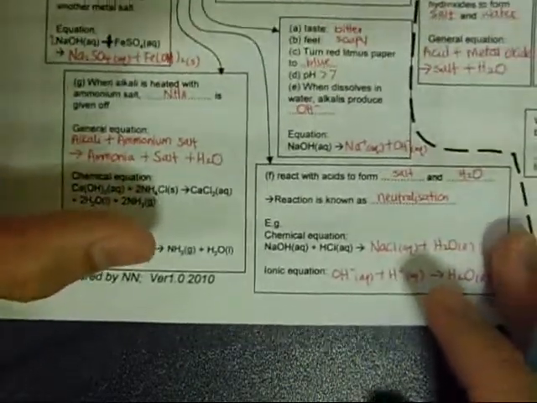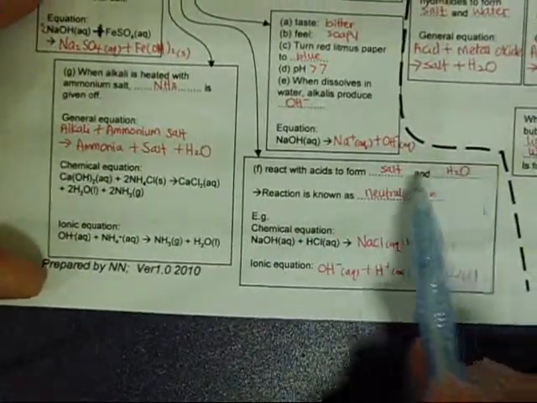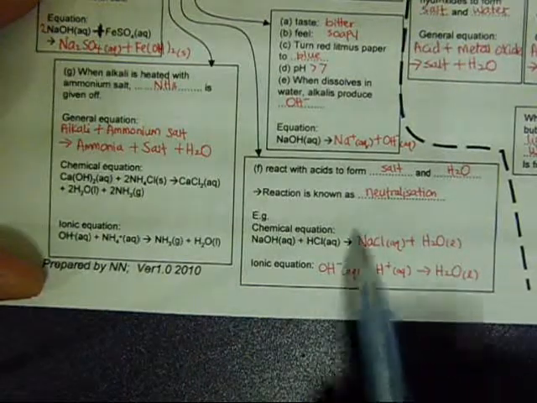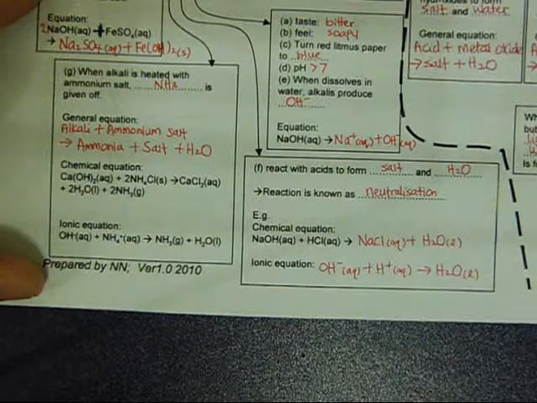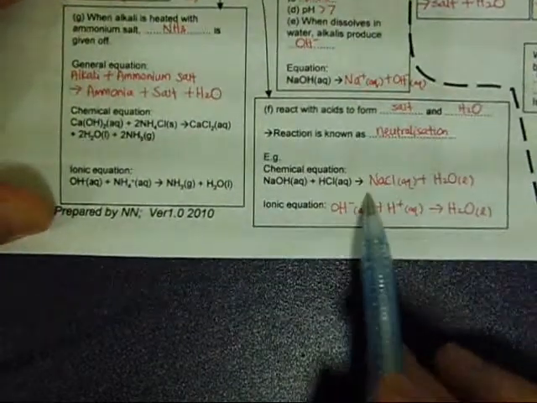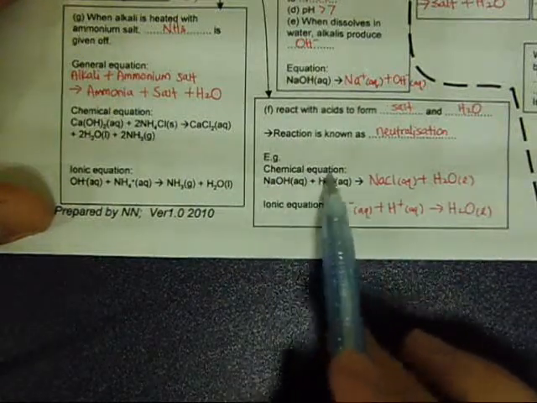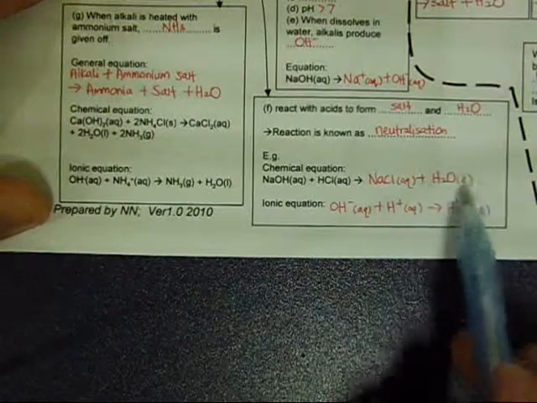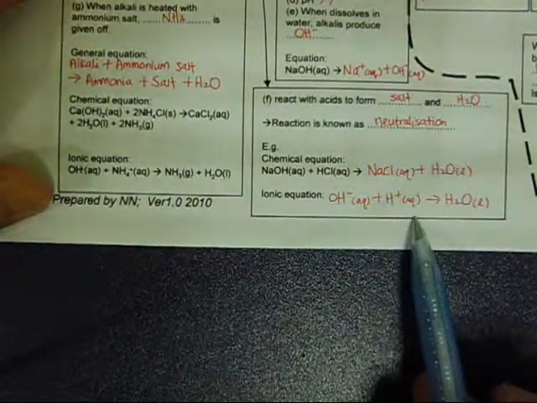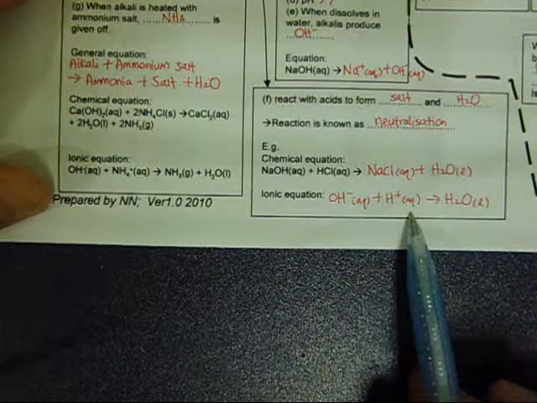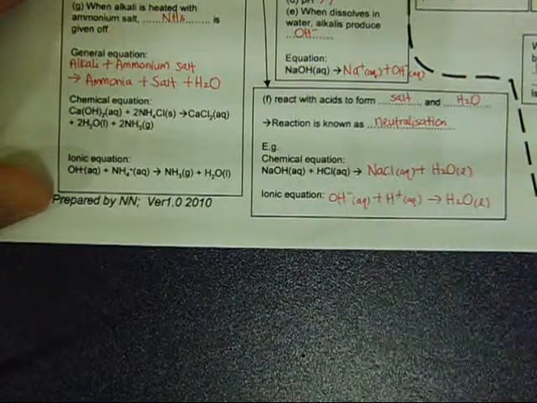And then of course alkali would react with acid to form salt and water, and this is called a neutralization reaction. So neutralization reaction is acid plus alkali to form salt and water. This is an example of a neutralization reaction. You have an alkali, you have an acid to form salt and water. Now this is the ionic equation for a neutralization reaction. For any neutralization reaction, that means for any reaction involving acid and alkali, this must be the ionic equation.